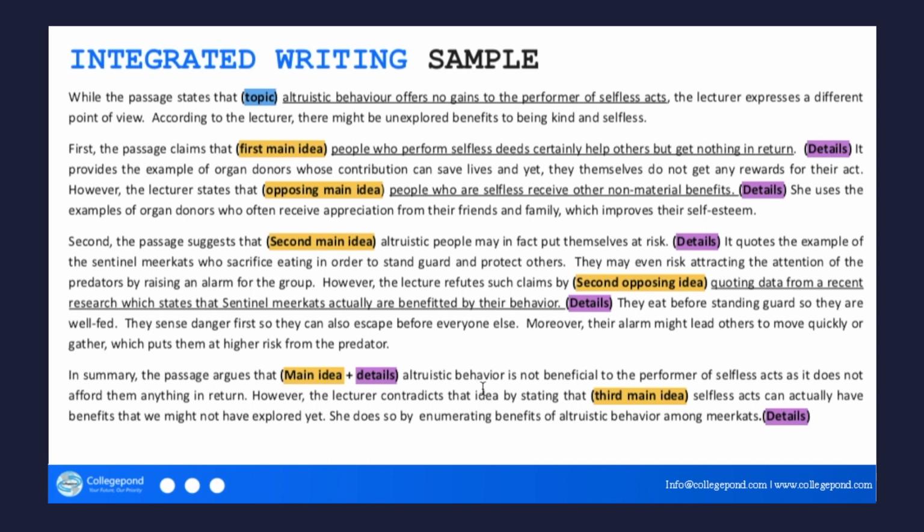So you can end the essay with summarizing the main idea of the lecturer, and then you can say how she talks about that main idea. She does so by enumerating the benefits of the altruistic behavior among meerkats. So to come to that third main idea, she uses a lot of examples and new data that she knows from recent research. So the final paragraph sums up your expression of the lecturer's point of view.